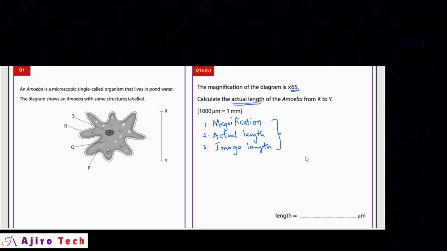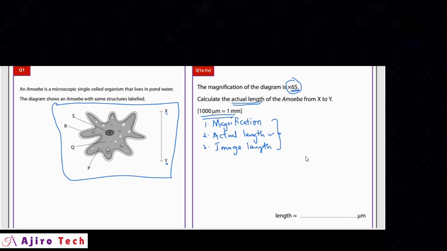Out of these three things, you must be given two in the question. For example, in this question, we have been given magnification, and they ask us to calculate actual length. Image length or image size can be gotten from the image. What you are measuring is this line X and Y, and you have already been given a conversion scale, which makes the conversion very simple.